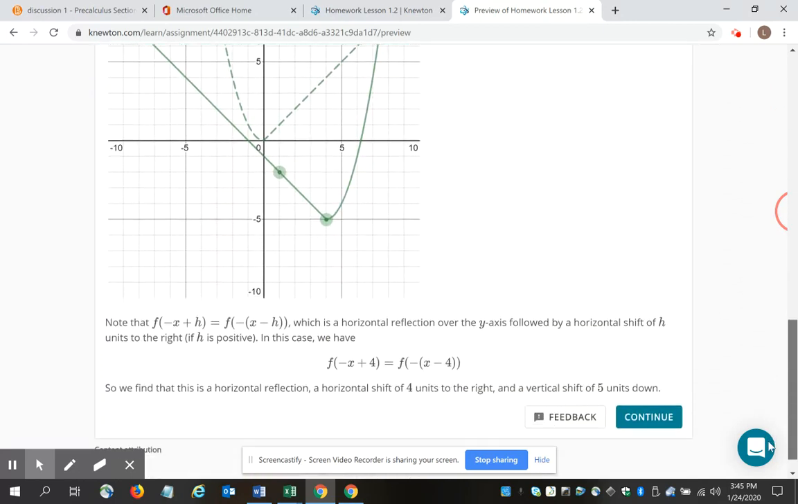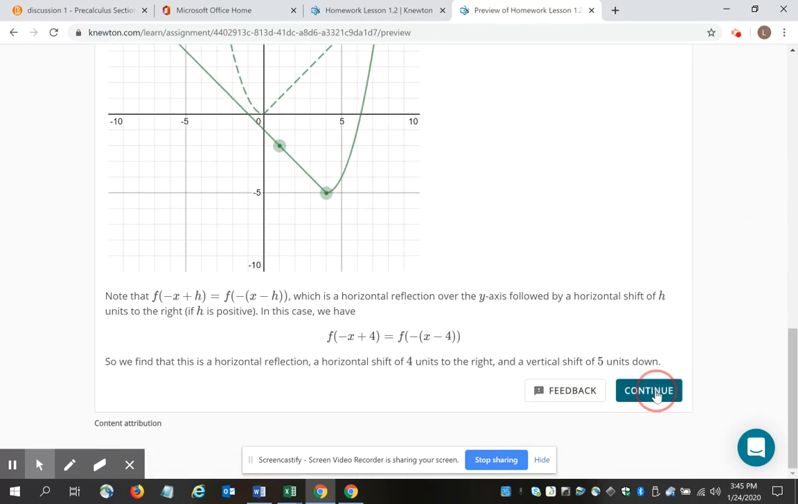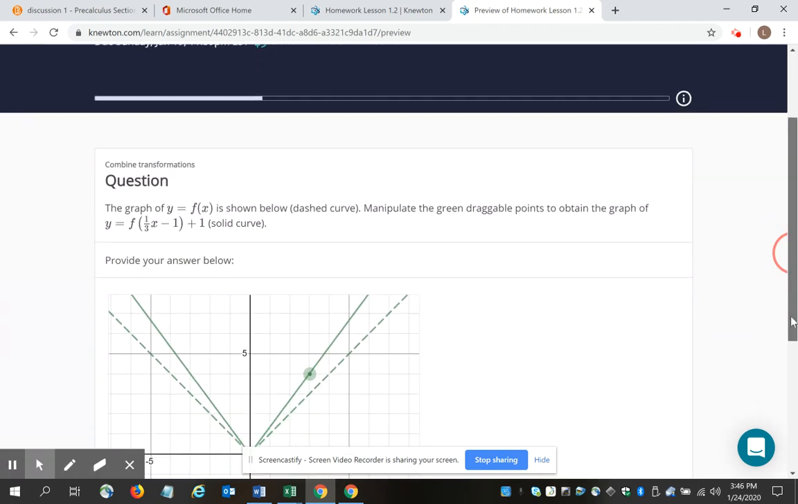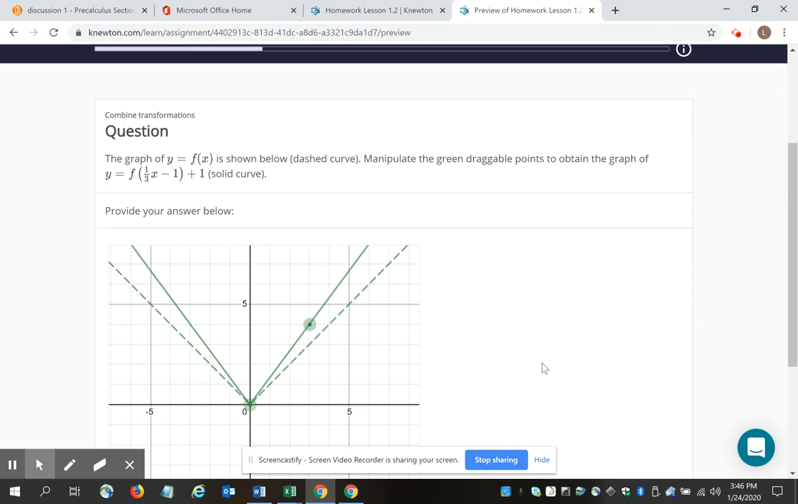A lot of it's very visual, and so if you're perhaps not a visual learner, you might be struggling with it. Let's do this one. Again, I'm going to start out getting the two on top of one another, so that gives me my starting point. And then we have the expression. We want to go from f of x to f of 1/3 x minus 1 plus 1.